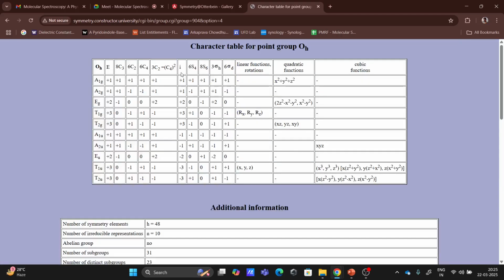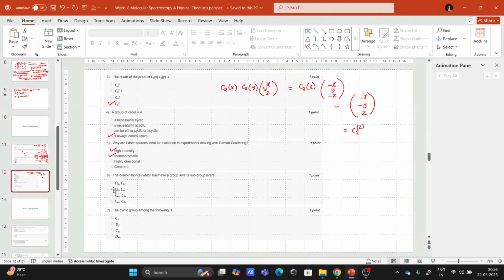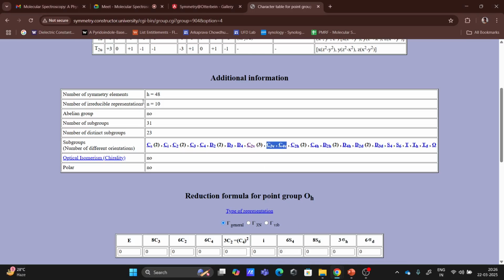In octahedral one, you will see that the subgroups are given here. An octahedral group can have these many subgroups, upon which you can see C3v and C4v are there. So the first two options are definitely correct. C3v and C4v. What about C4v and C2v? Let us check.